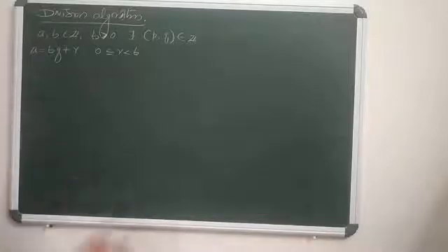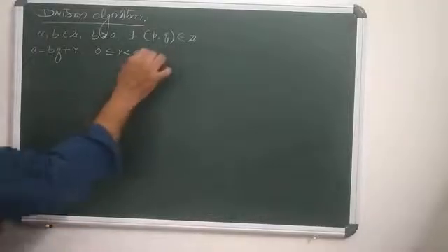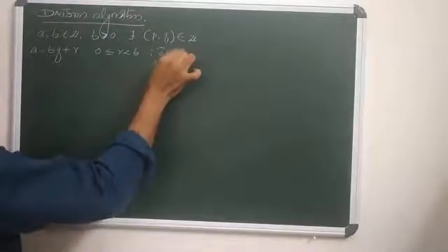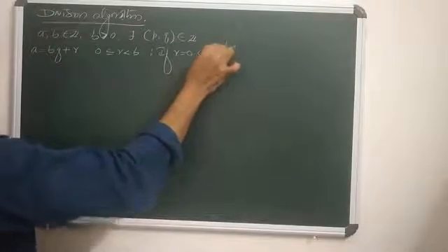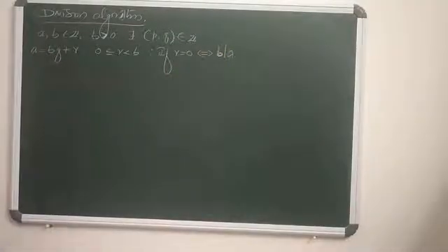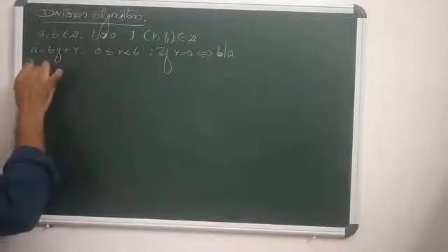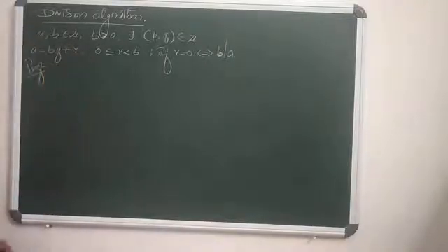a and b are any two integers with b greater than 0. Then there exists a pair of integers q and r such that a equals bq plus r with 0 less than or equal to r strictly less than b. Then r equals 0 if and only if b divides a. So this is the division algorithm. How to prove this one? The proof is by the well-ordering principle.